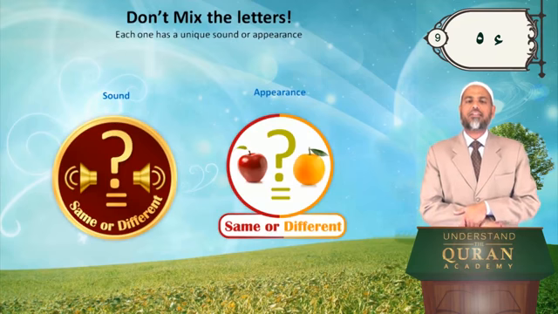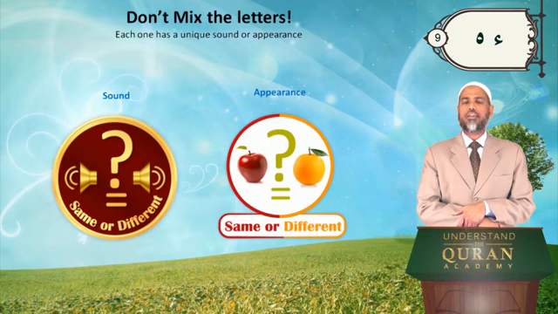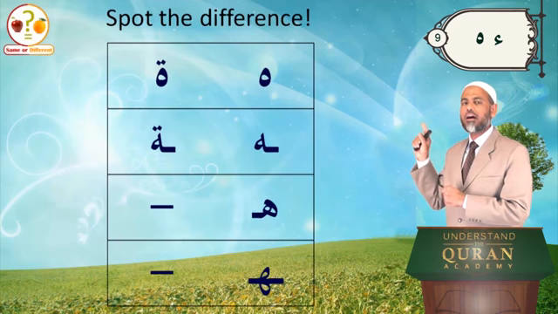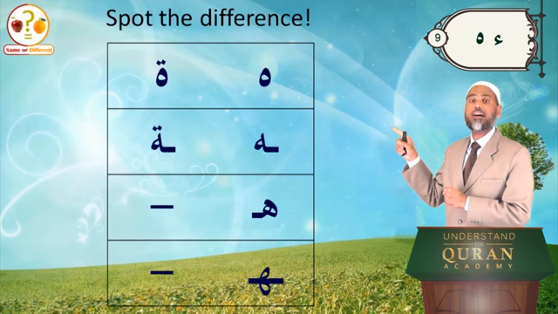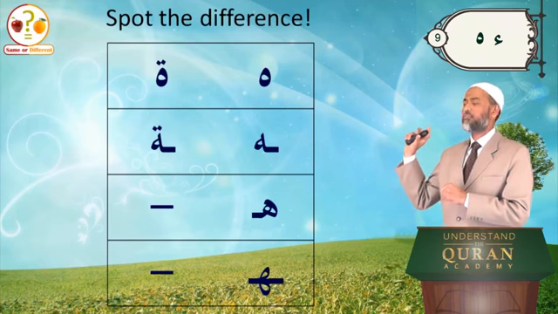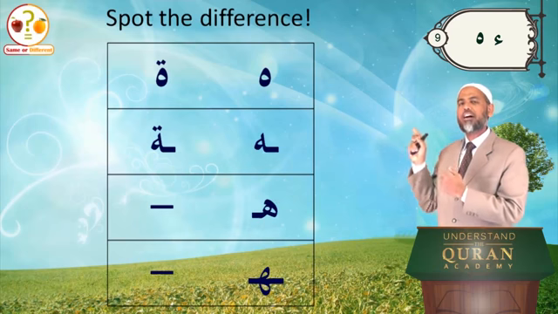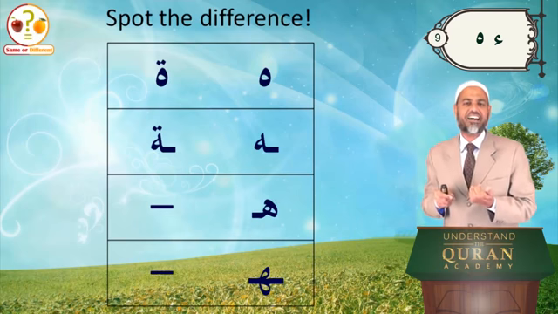Okay, don't mix the letters. Each one has a unique sound or appearance. So what is the first one that we learned today? Ha. And the second one? Ta. Because ta can be carried by a tray or a circle. Actually, it is ha, but when ha has 2 dots, it becomes ta.